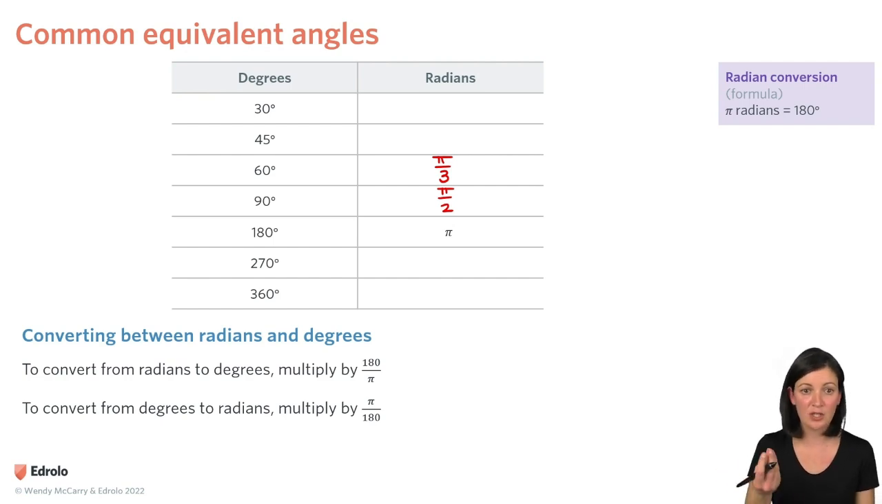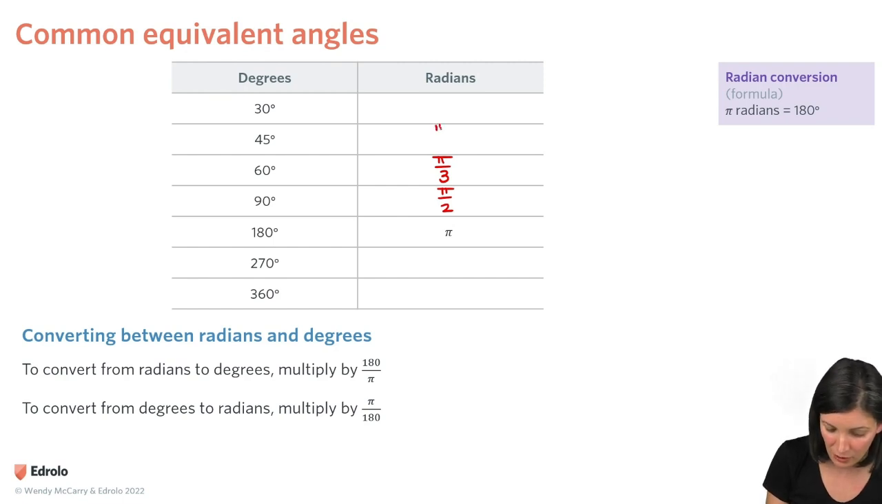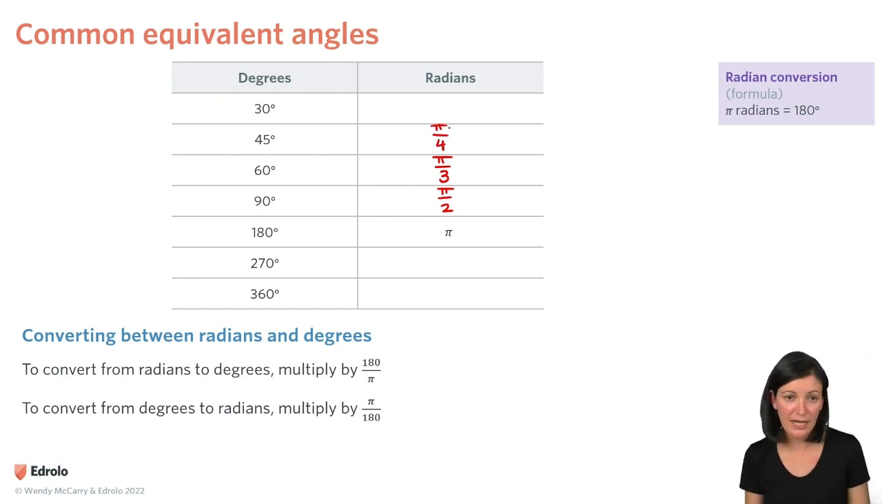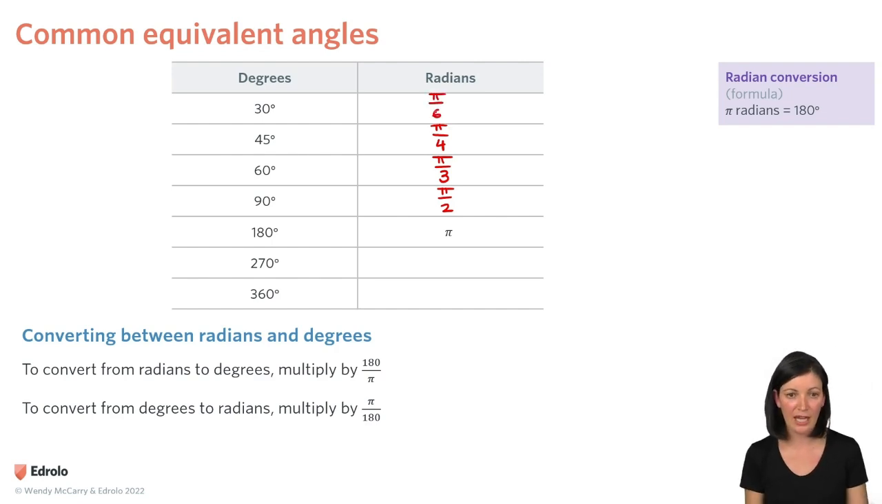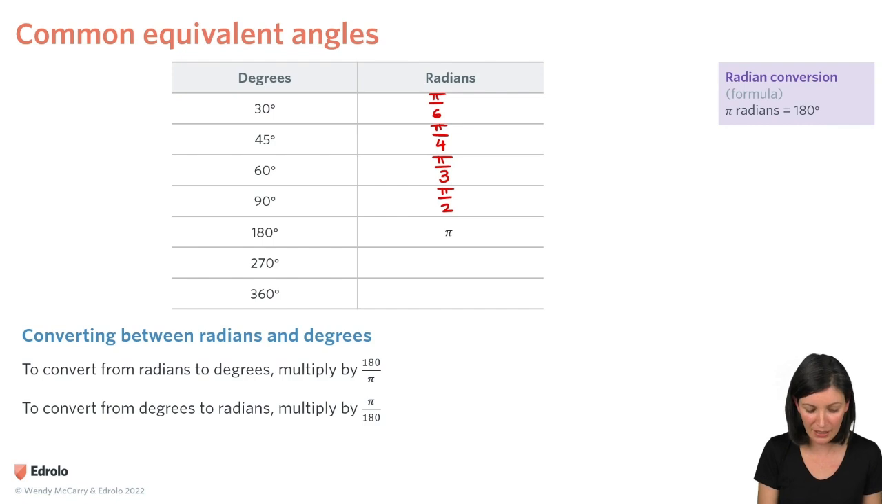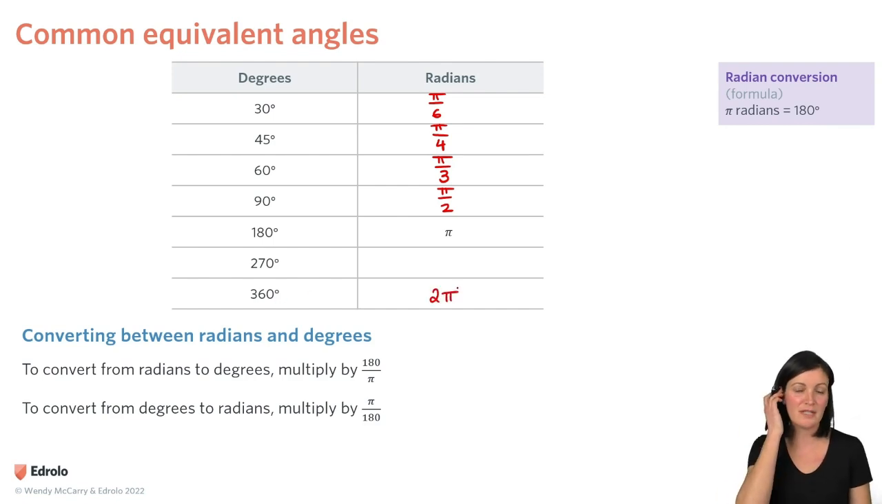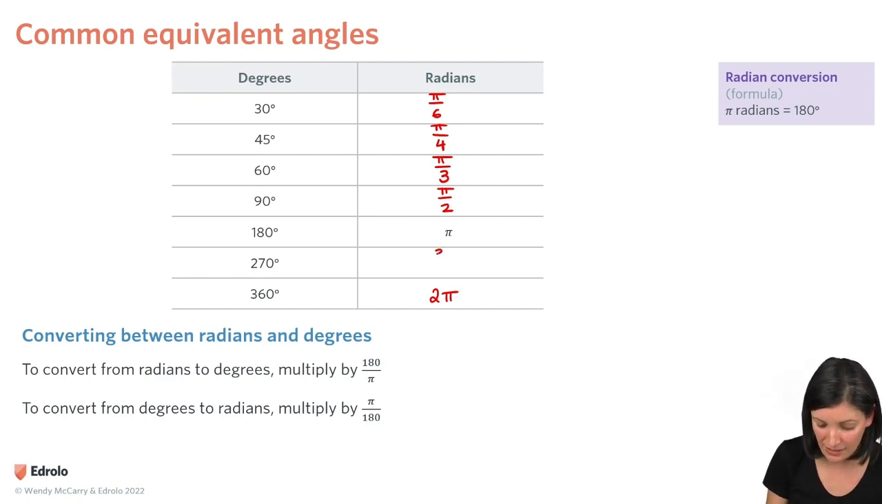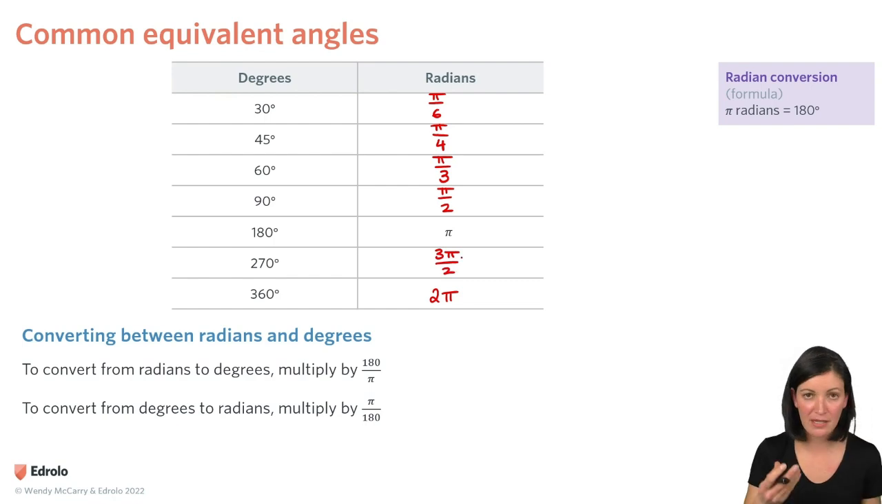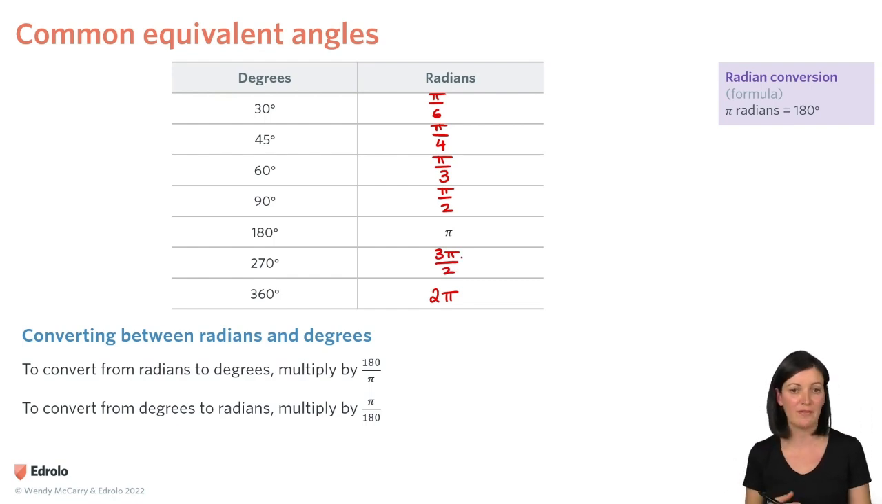Similarly, I can do 45 degrees. That's a quarter of 180. So 45 degrees is pi on 4 radians, and 30 degrees is pi on 6 radians. Looking at some other common ones, I'll do 360 first because that's nice and easy. We already talked about that. 360 degrees is 2 pi radians. And then 270 degrees is 1.5 times 180, so we would write that as 3 pi on 2, because 3 over 2 is 1.5.